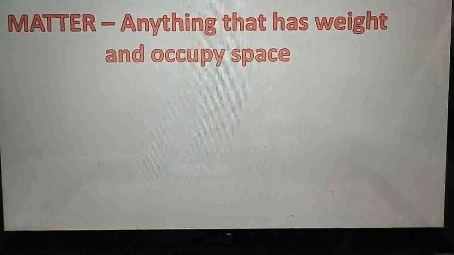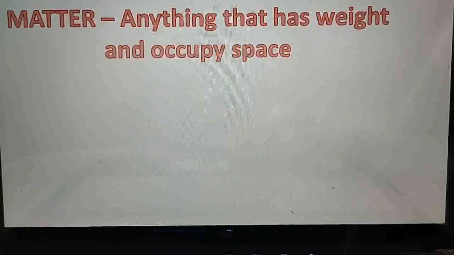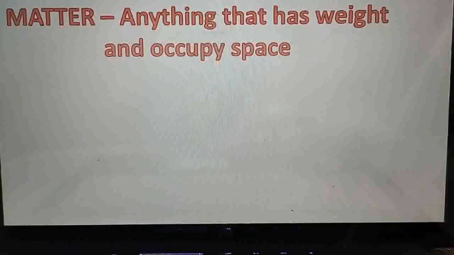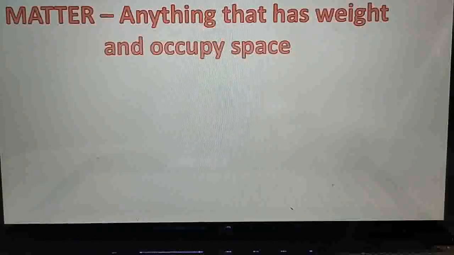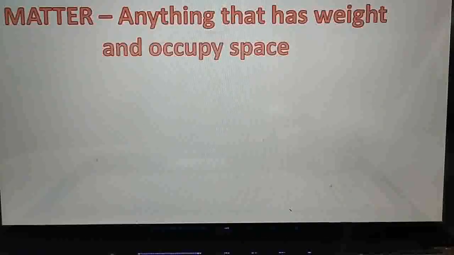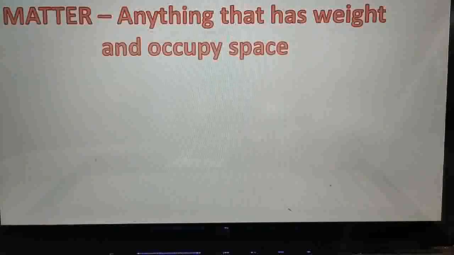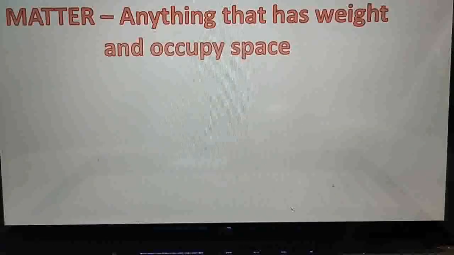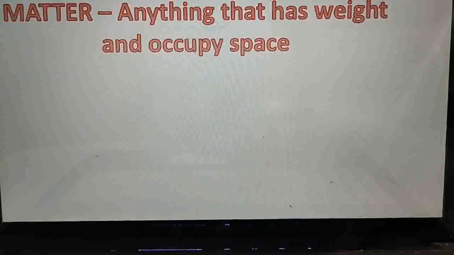What is matter? Remember, matter is anything that has weight and occupies space. For example, the pencil with which you write, the eraser with which you erase. It has weight, very little weight but still weight. And it also needs some space. You can keep it in your geometry box. It occupies some space. Similarly, air is also having weight. It occupies space. So, all these things are matter.